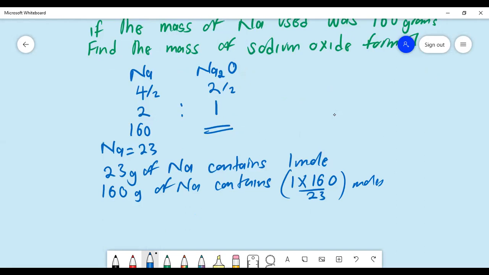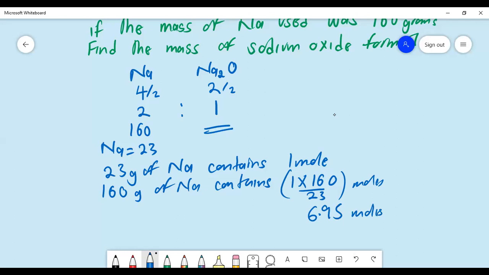How many moles? That's 6.9. 6.9. 5.9? No, not like that, 6.95. 6.95 moles. That is very okay. Also, now we come to the mole ratio now.